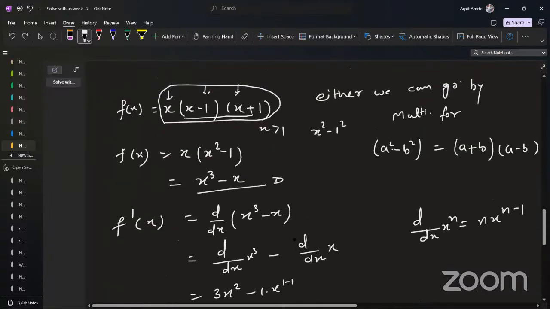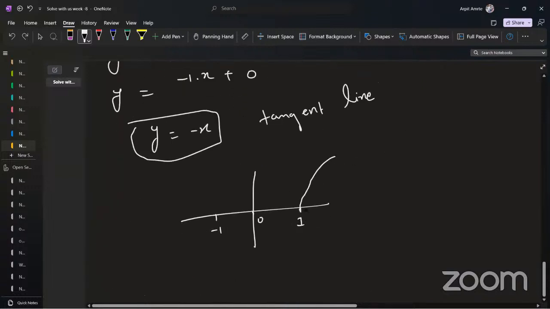Now see the multiplicity of 1. What is it? 1 only. So it will cross the axis, and then it will come like this. Then the multiplicity of 0 is 1. Then it will go like this, and then it will cross like this. This will become your graph.